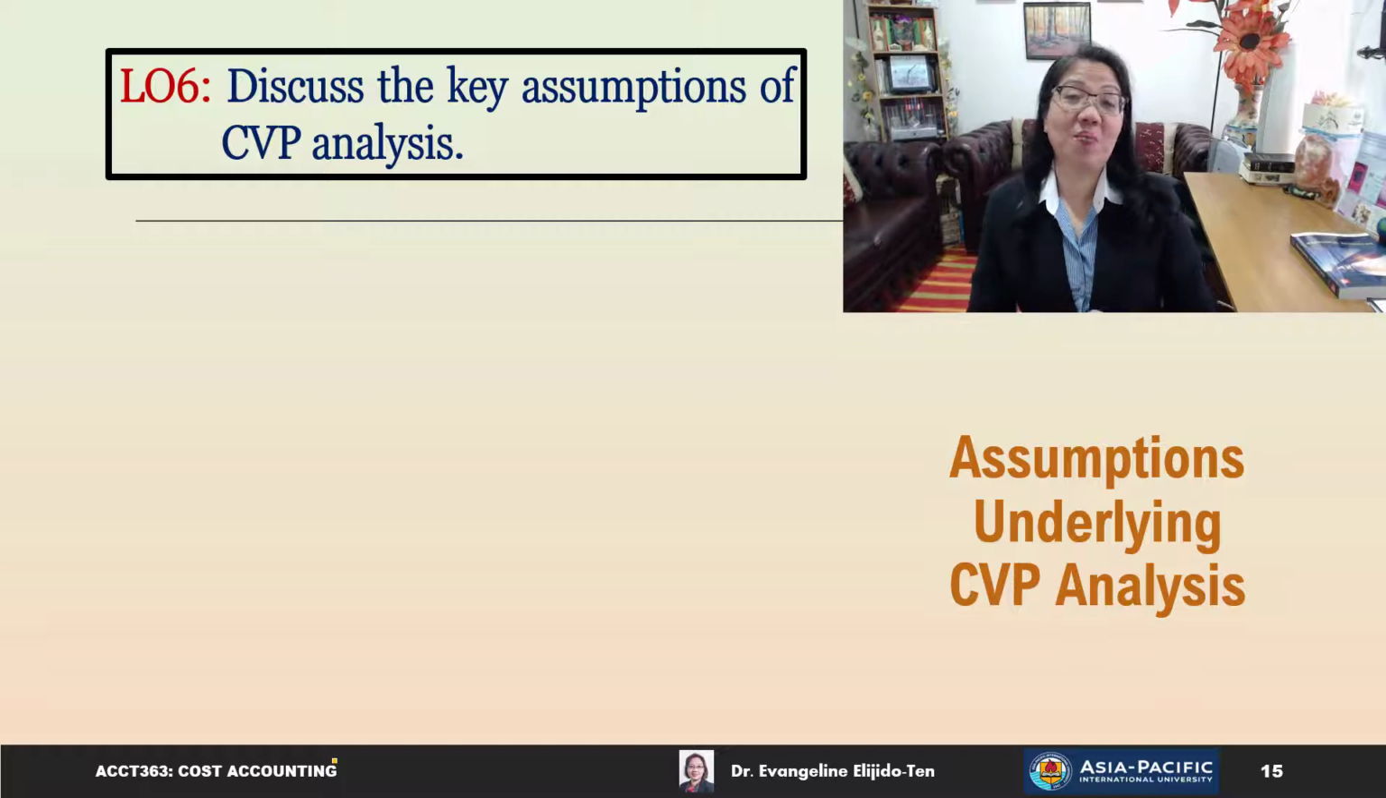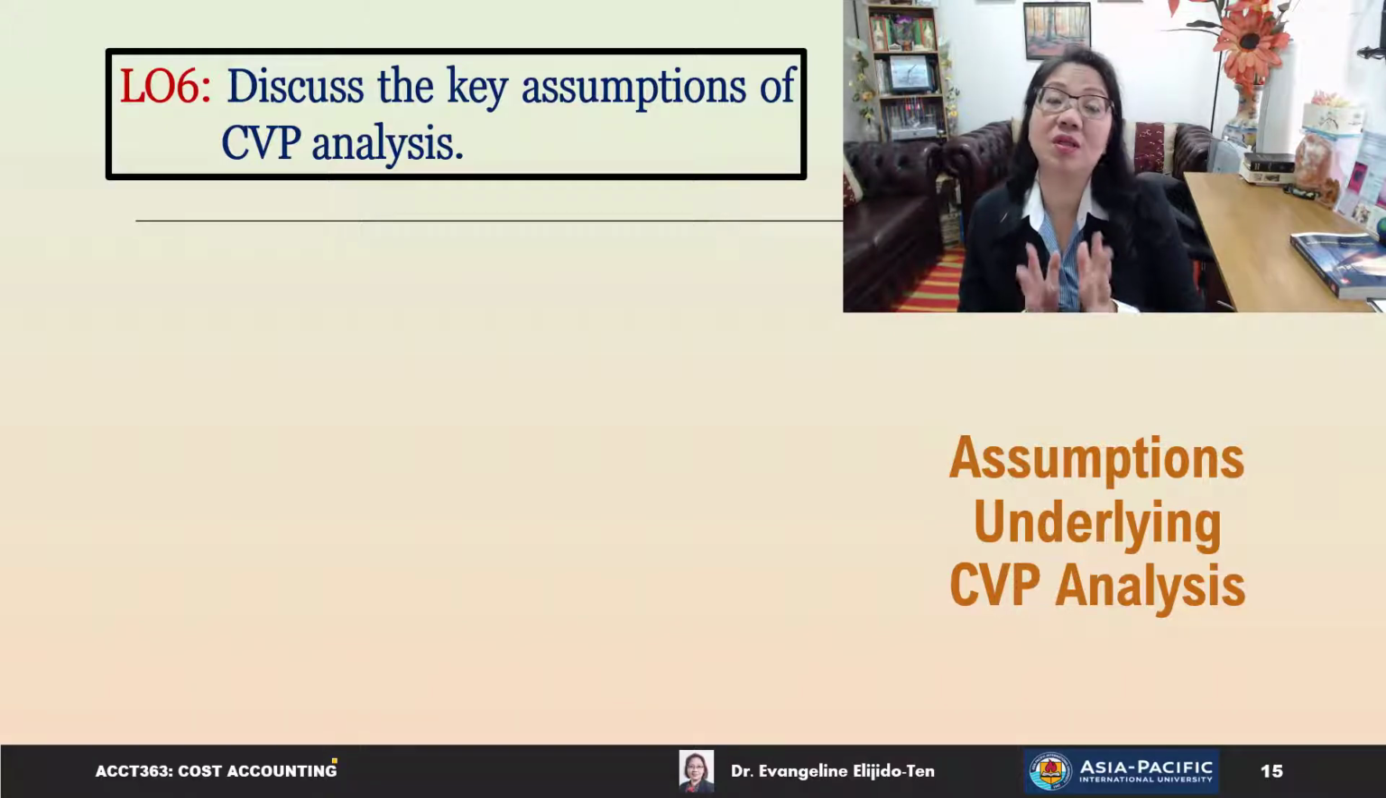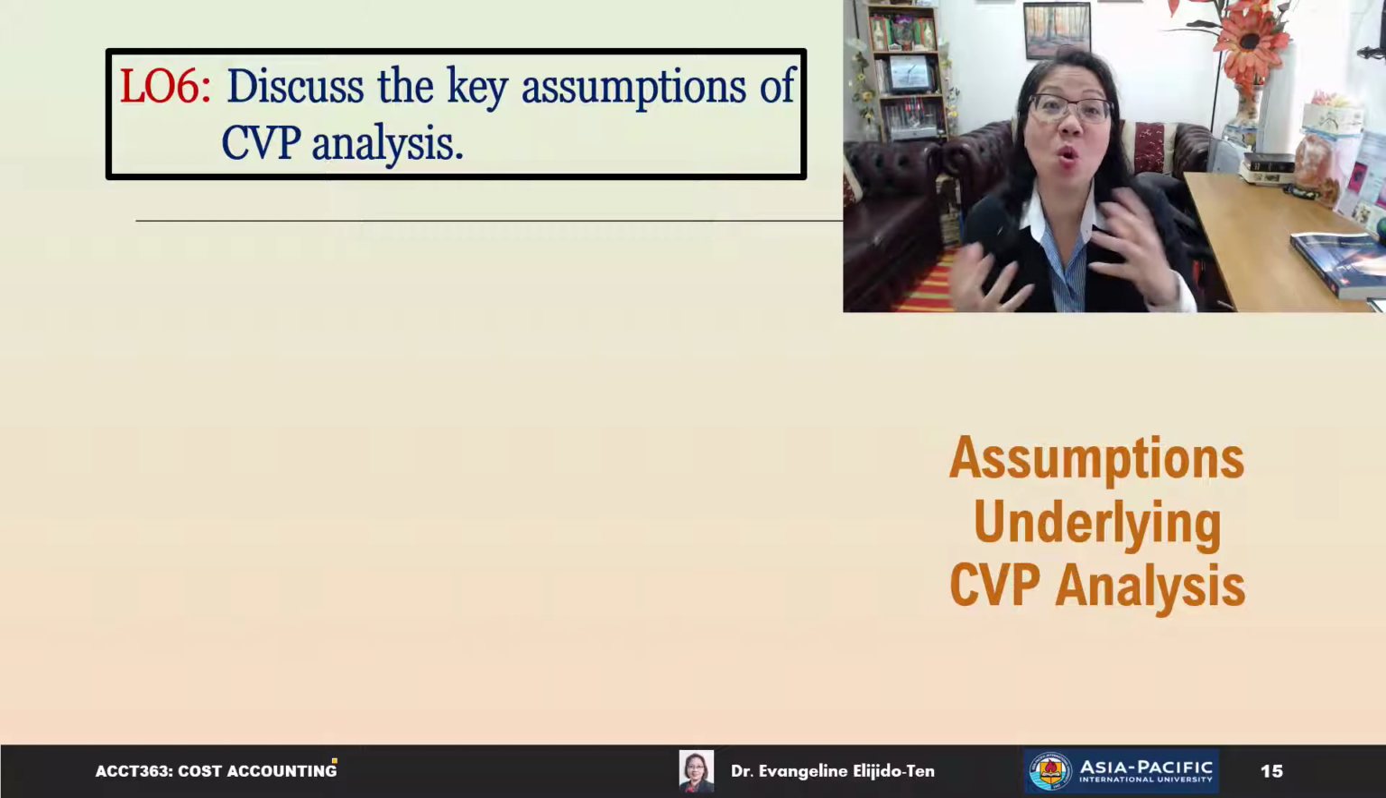Our first stop in learning Objective 6 is the discussion of the key assumptions of CVP analysis. The assumptions are important to understand because if, for example, you are assuming something that is not correct, then your analysis will be wrong.